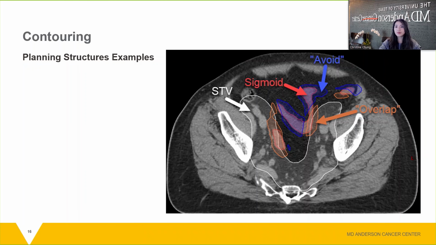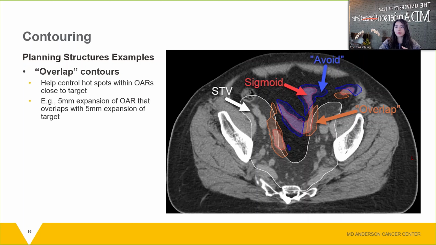And here are some examples of some planning structures that I like to use and find helpful. I use contours that I call overlap contours to help control hotspots within or near the OARs that are close to the target. I tend to use a 5 millimeter expansion of that OAR and get the overlap of that with the 5 millimeter expansion of the target. And then I set a max dose objective to that. And you can see this here for the sigmoid.